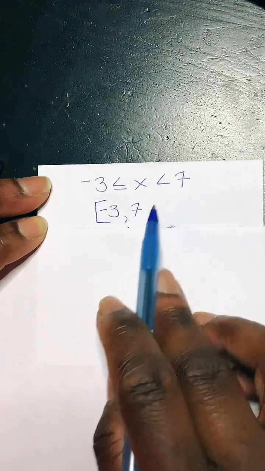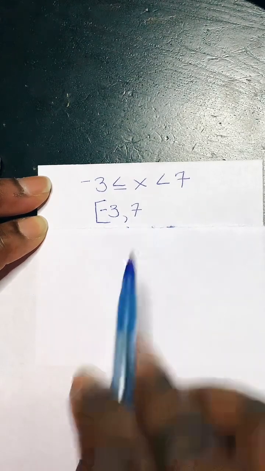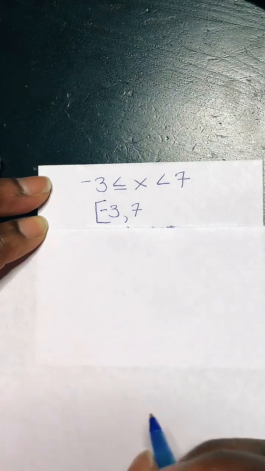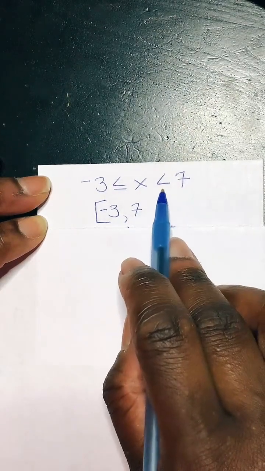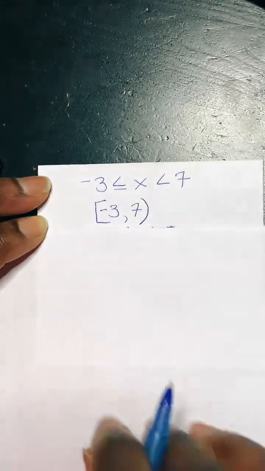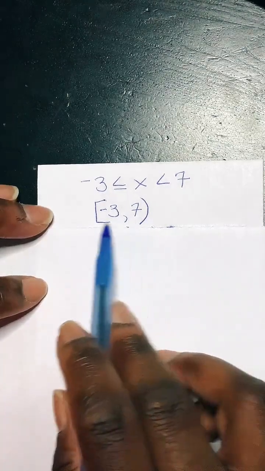So what do you think at the 7? Parenthesis or bracket? Since it doesn't have the line underneath, you put the parenthesis. Okay, so this is interval notation.